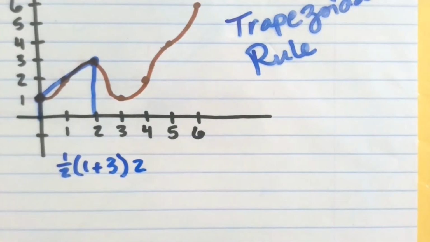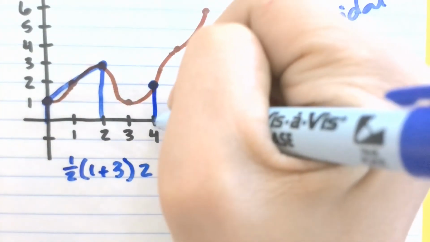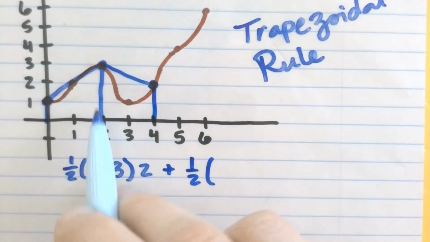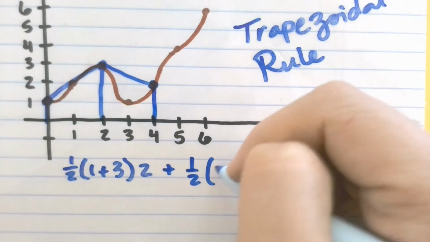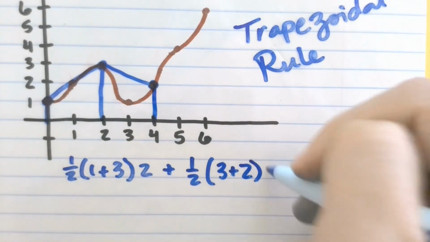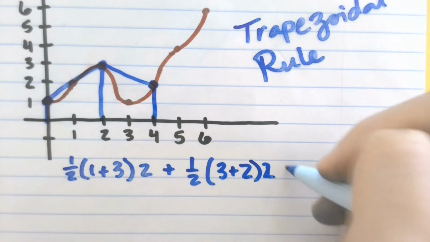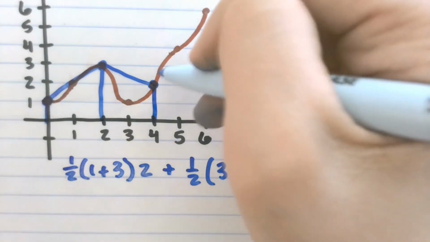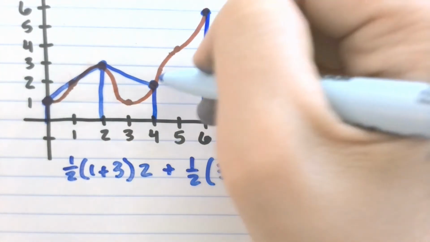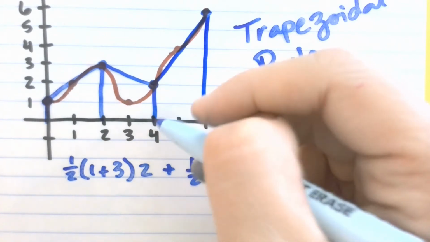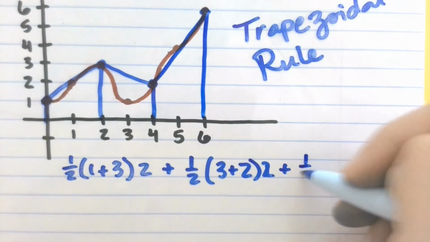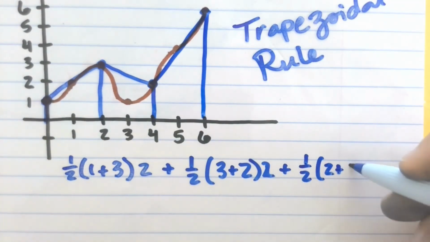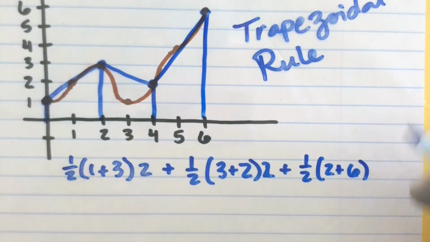It's kind of sideways. For our second subinterval, that trapezoid has bases of 3 and 2, and again a height of 2. And then our last trapezoid has bases of 2 and 6, and then a height of 2.